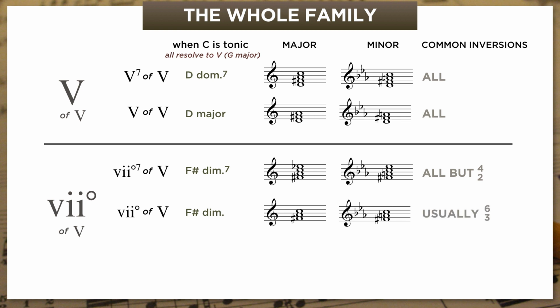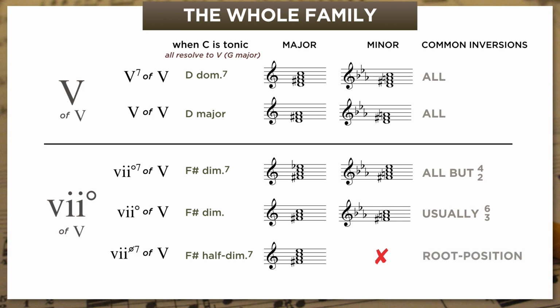And finally, there's 7 half diminished 7 of 5. This one's also super common, but only in major. We never see it in minor keys, and it's almost never inverted. That sharp 4 really wants to be in the bass. So that's all the applied chords to 5.